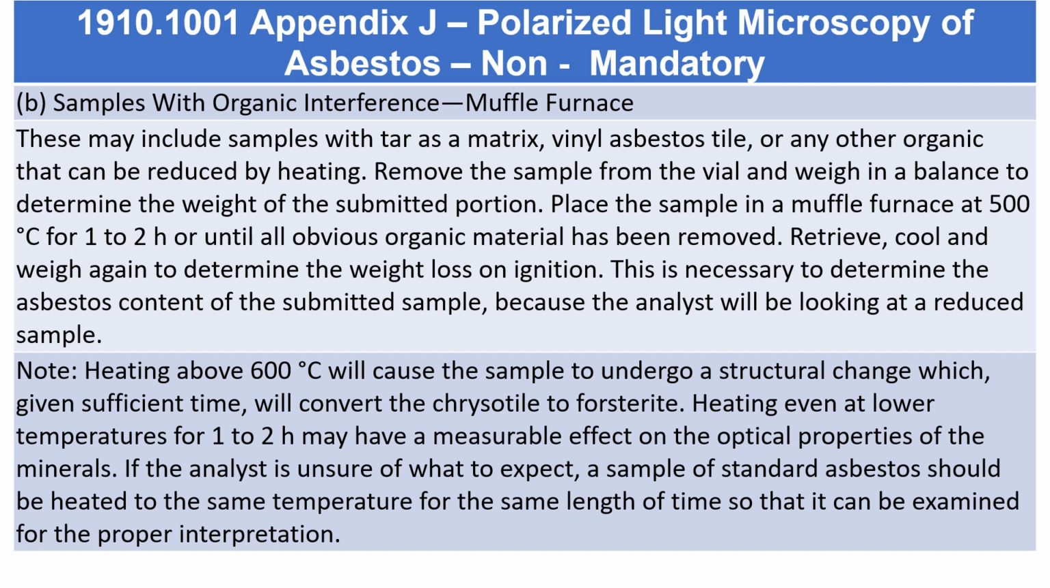This is necessary to determine the asbestos content of the submitted sample, because the analyst will be looking at a reduced sample. Note, heating above 600 degrees Celsius will cause the sample to undergo a structural change which, given sufficient time, will convert the chrysotile to forsterite. Heating even at lower temperatures for 1 to 2 hours may have a measurable effect on the optical properties of the minerals. If the analyst is unsure of what to expect, a sample of standard asbestos should be heated to the same temperature for the same length of time so that it can be examined for the proper interpretation.